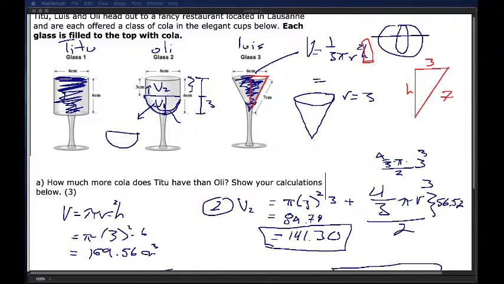Okay, so Maria, there's your question, and then you have to subtract the two. The first step is you have to understand finding the volume and subtracting the two, okay?